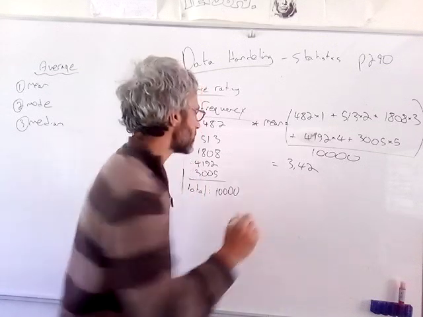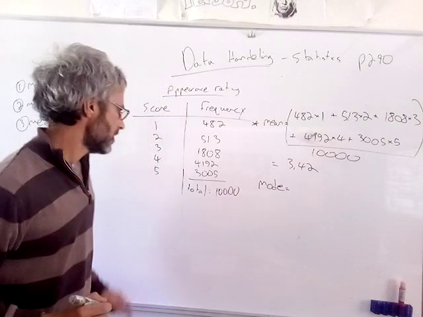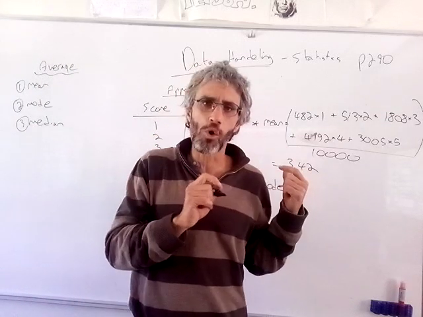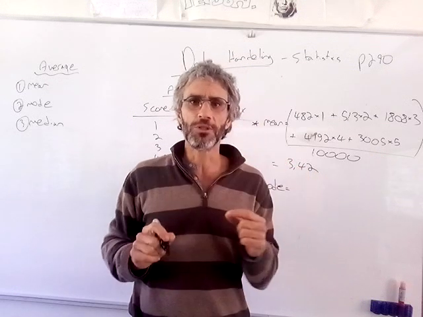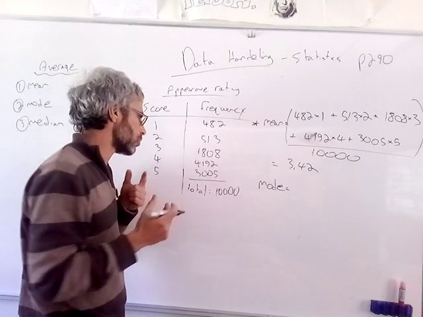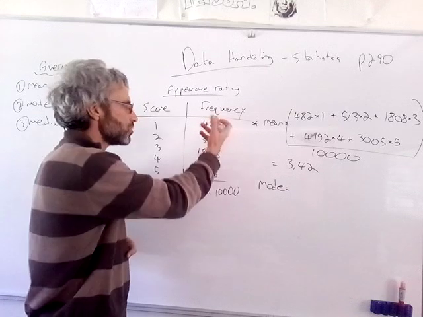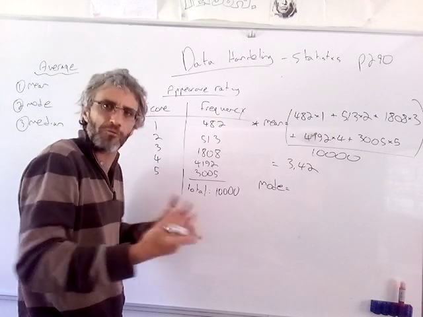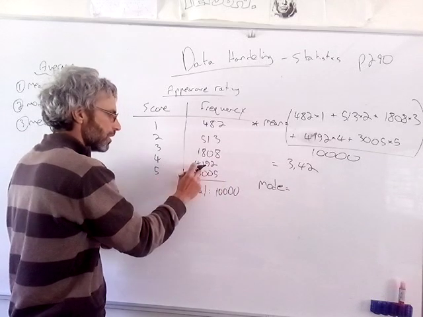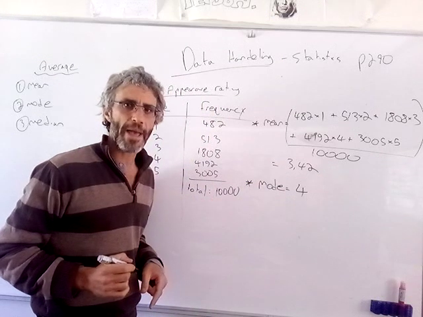Now let's move on to the mode. The mode is very easy. The mode is the number, in this case a score, that is the most common. How can I tell from this table which one is the most common score? All I'm going to do is read the table: the one that has the highest frequency. Because frequency means the number of people who got that score. So it's very clear that the most people gave a score of 4. So the mode is 4. Are we happy with that?